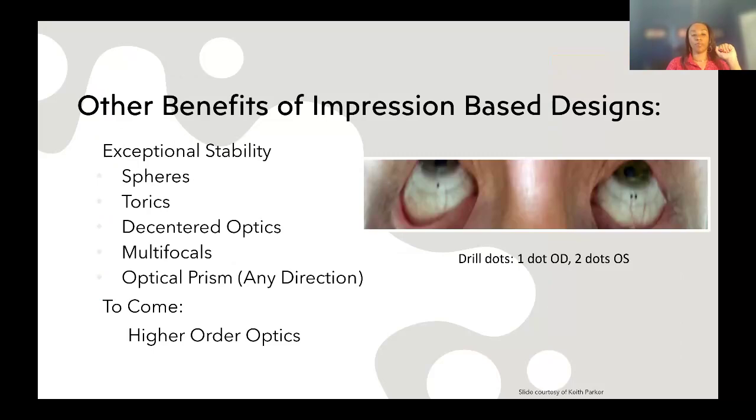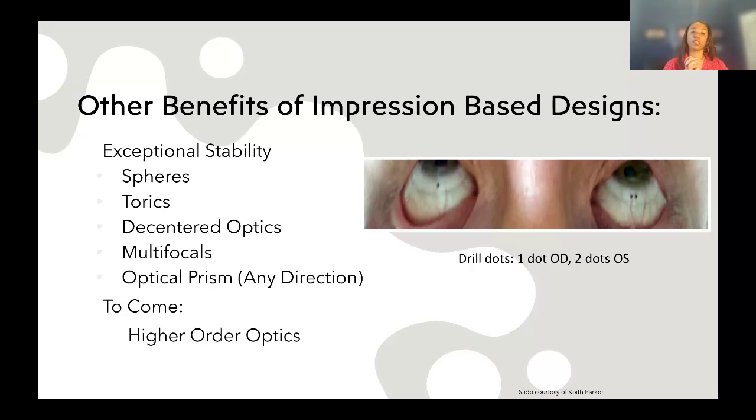Some of the benefits here is that it's exceptionally stable because it's created like a glove. It fits the eye like a glove. So it's not going to move around because every little nuance of the ocular surface is accounted for. So of course, this is perfect for spheres, great for torics, excellent for decentered optics. Patients that have a decentered graft, we can decenter the optics right over their visual axis.